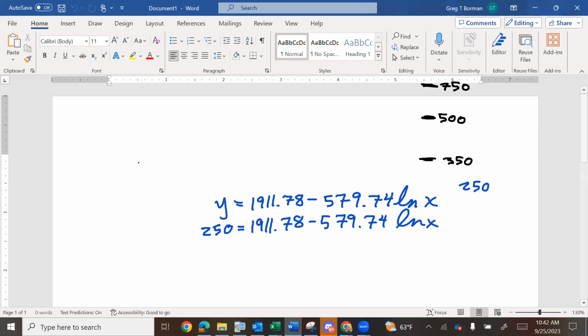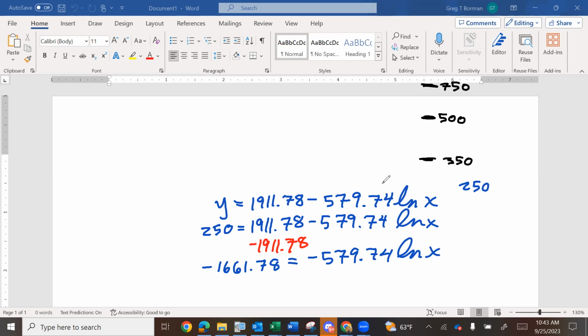Okay. So once again, we say, well, I've got something being added or subtracted to the x, and then I've got something being multiplied by the x. So first, like we've learned in the past, I'll subtract this from both sides. Okay, 250 minus 1911.78, and that gives us negative 1661.78 equals negative 579.74 multiplied by ln of x, or the natural log of x.